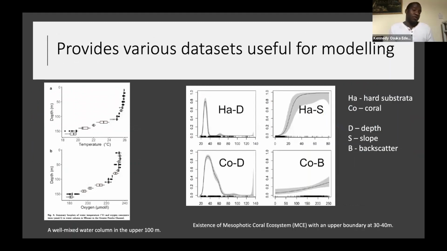The other use of AUVs is to provide various datasets, which are also useful for modeling. Since resources are limited, you would want to get high quality data that you can model and use to identify priority areas for conservation. Through modeling of hard substrata as well as corals, we were able to determine the depth at which the mesophotic coral ecosystems start, or their boundary. That showed that their boundary is around 30 to 40 meters. And therefore, you are able to identify other areas at those depths that would be potential for conservation.